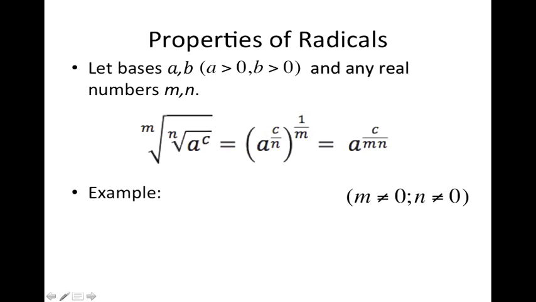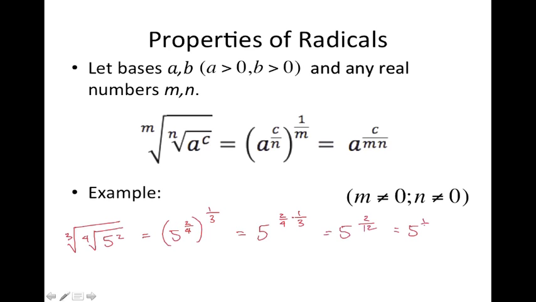So let's try an example. If I had the third root of the fourth root of 5 squared, that's like saying 5 to the 2 over 4, all raised to 1 over 3. And that's going to leave you with 5 to the 2 over 12. 5 raised to the 2 twelfths, which can be simplified to 5 to the 1/6.